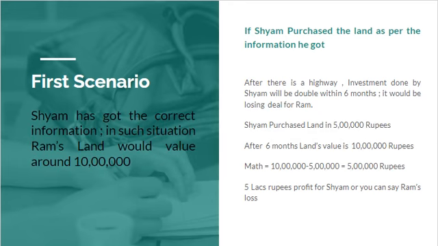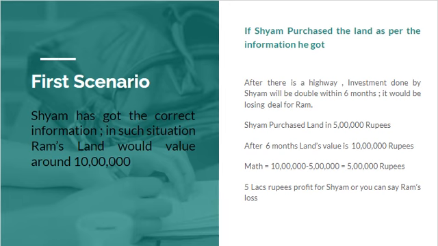The first scenario: Shyam has got the correct information. In such a situation, Ram's land would value around 10 lakh rupees. This is our thinking. We are thinking that 100% appreciation on the cost of land would be there if the highway goes by.